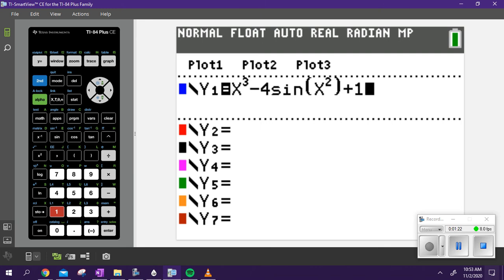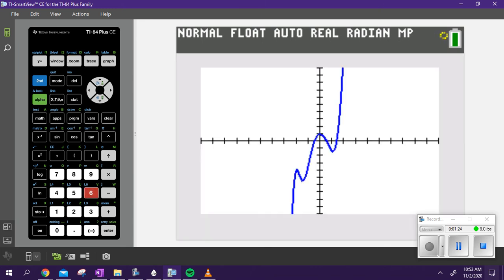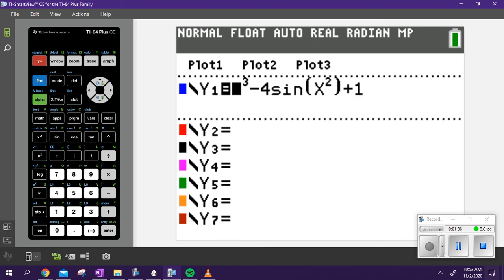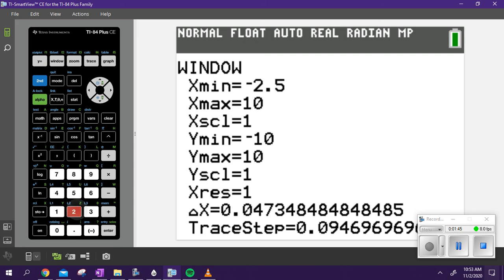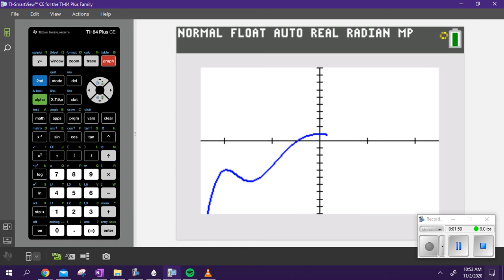When in doubt, we go zoom 6. Is that really the look I want, or the place I want to look? No, it's too big. It said I want to be on the interval from negative 2.5 to 2.5. So we're going to hit the window button, and I'm going to change my x minimum to negative 2.5 and my x maximum to 2.5. We can hit graph. Now that's a better picture of what's going on.